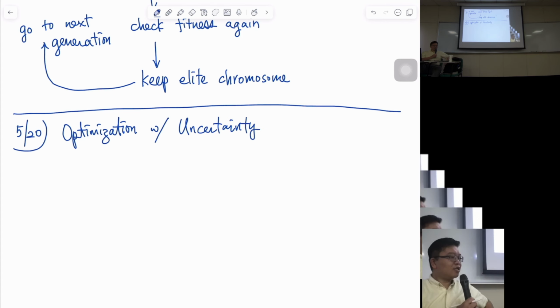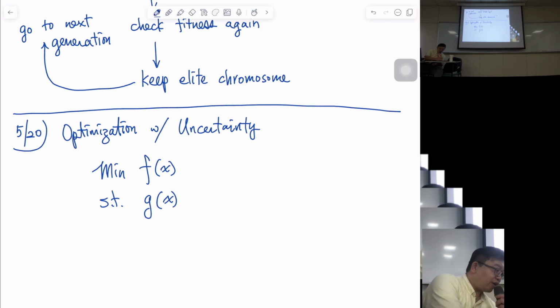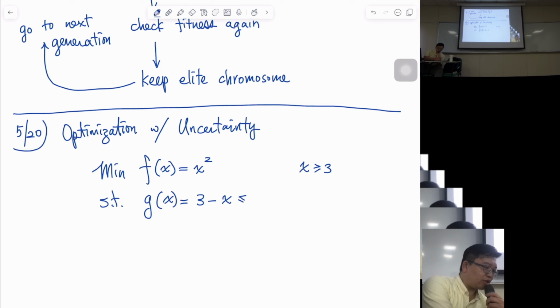So what's going on with uncertainty? Let's say we have a problem minimizing f of x subject to g of x. Let's just give an example, x squared. And let's say our g is x must be larger than 3. So x larger than 3, or 3 minus x must be smaller than 0, right?